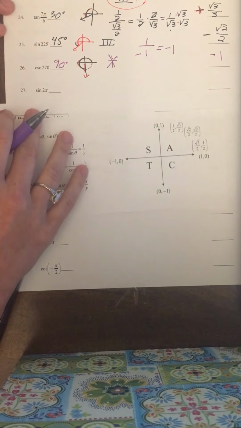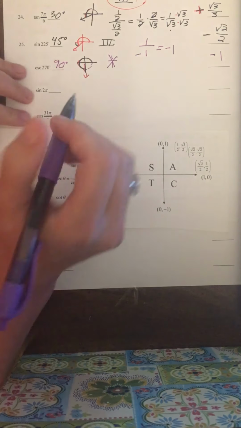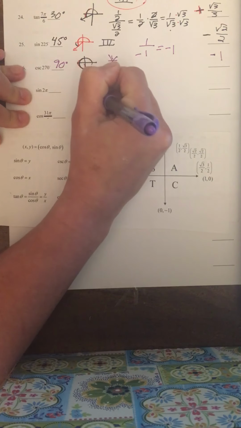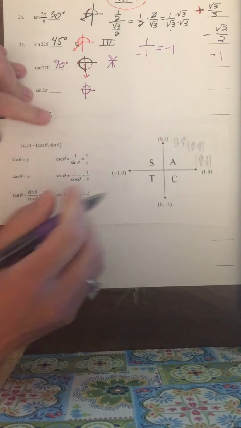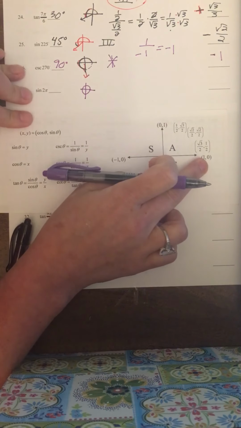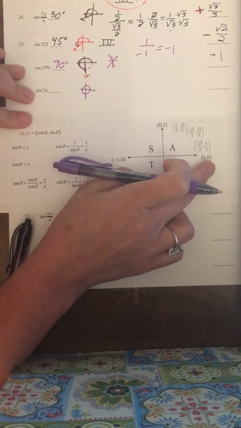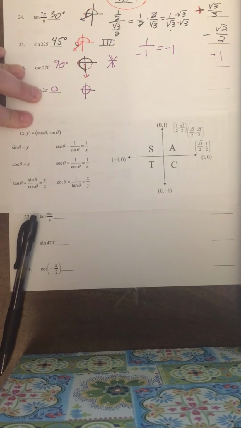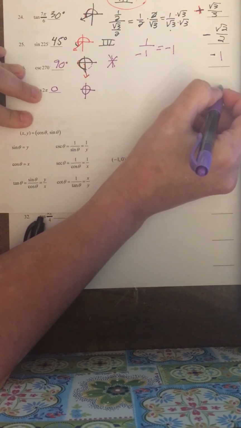Okay, let's look at this one. This is the sine of 2 pi. So 2 pi, we know that's just all the way around the circle, and we end up here. So when we're at that point, sine goes second. Our reference angle is 0 degrees because we're 0 degrees away from the x-axis, and sine goes second, so the sine is 0.